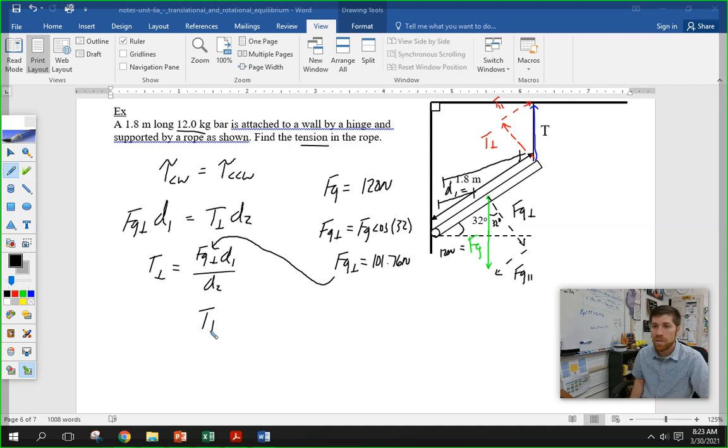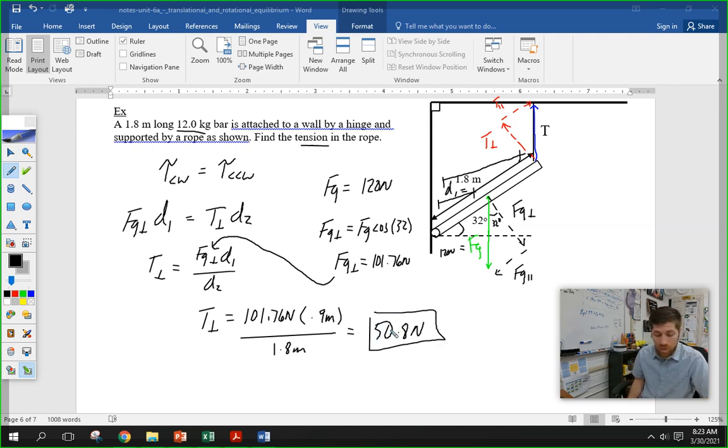So bringing that over here, I can find that tension perpendicular is equal to 101.76 newtons times d1, being 0.9 meters, divided by my total distance, 1.8 meters. So we'd have 101.76 times 0.9 divided by 1.8. So that's 50.8 newtons.